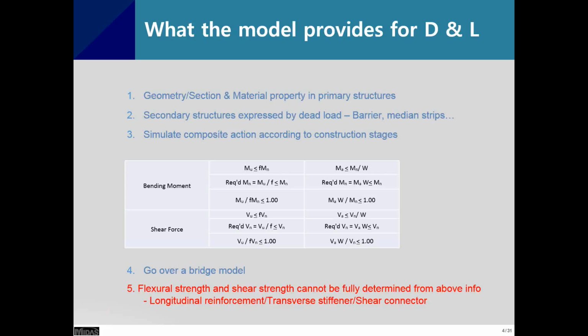And also, you can simulate the composite actions according to the construction stages. So the construction stage is already in the modeling informations. So Midas Civil automatically considers all the before composite and after composite stages of the sections. So once you set up those parameters in modeling informations, you don't really need to define them one more time when you're doing the design check.